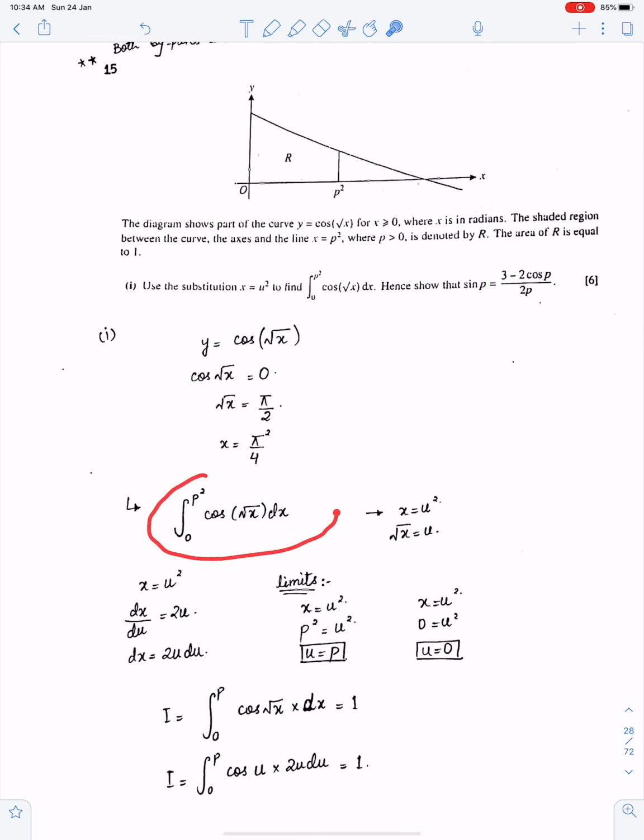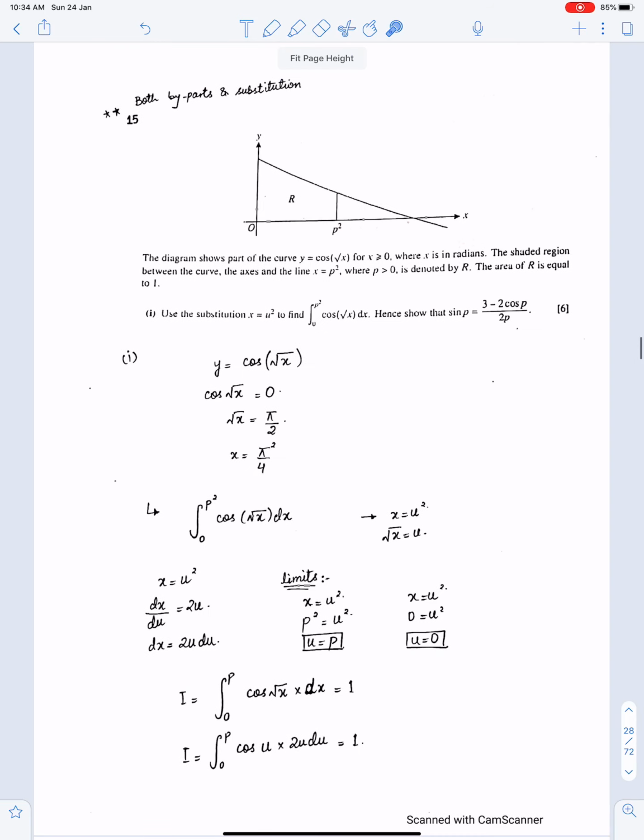This is the area formula. X is u square, so under root x is this. This is the substitution and integration. I hope you can manage this yourself. You can take this screenshot if you want.